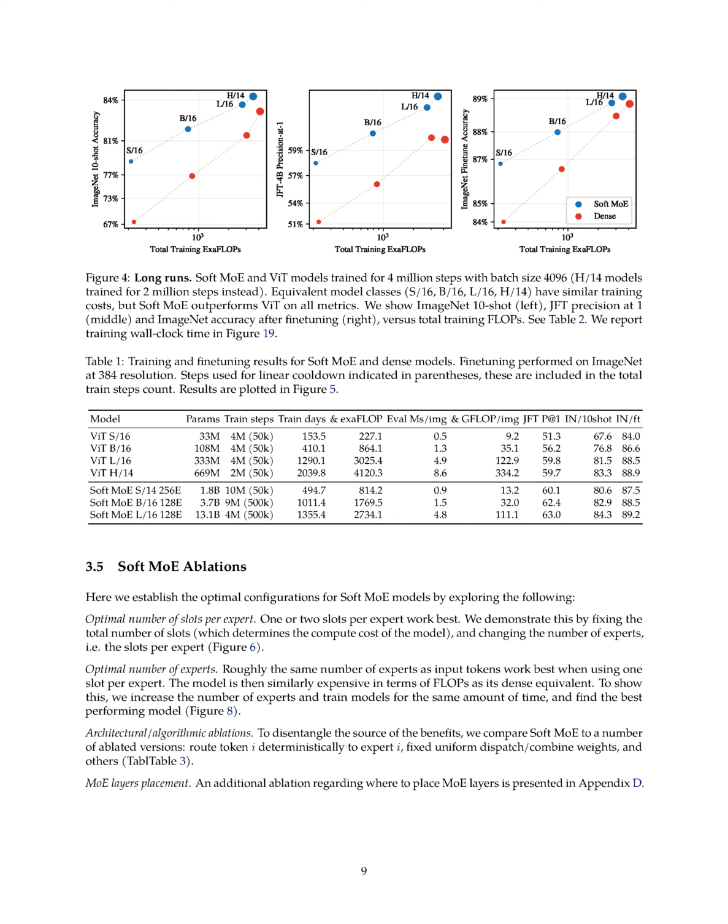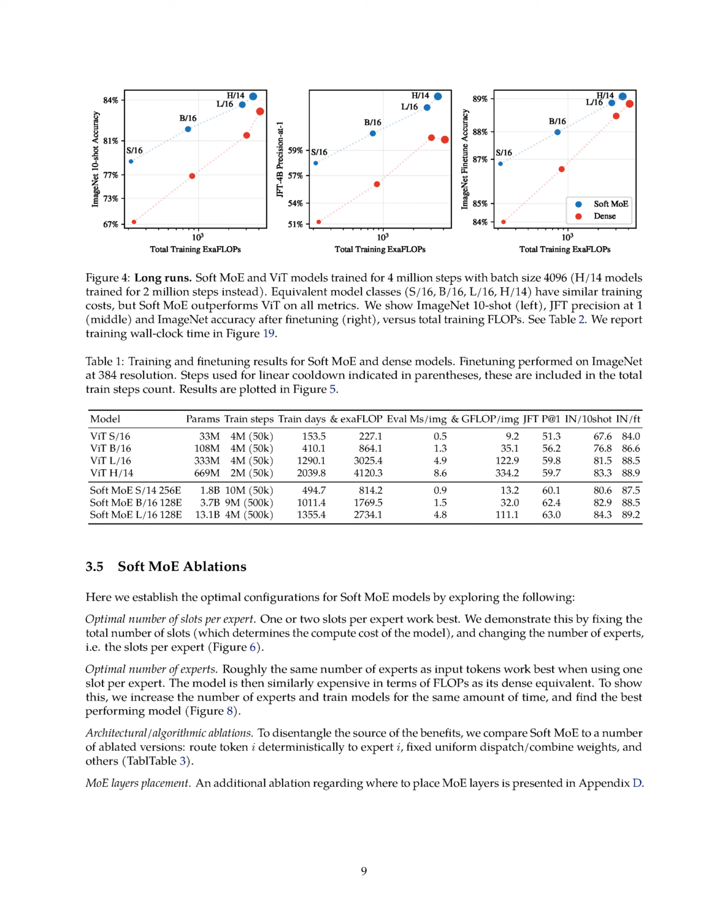3. Architectural and algorithmic ablations. To understand the source of the benefits, we compared SoftMo to several ablated versions. These included routing token i deterministically to expert i, fixed uniform dispatch and combine weights, and others. 4. Mo layers placement. We also conducted an additional ablation regarding where to place Mo layers. These are our findings, and we believe they provide valuable insights into the optimization of SoftMo models.